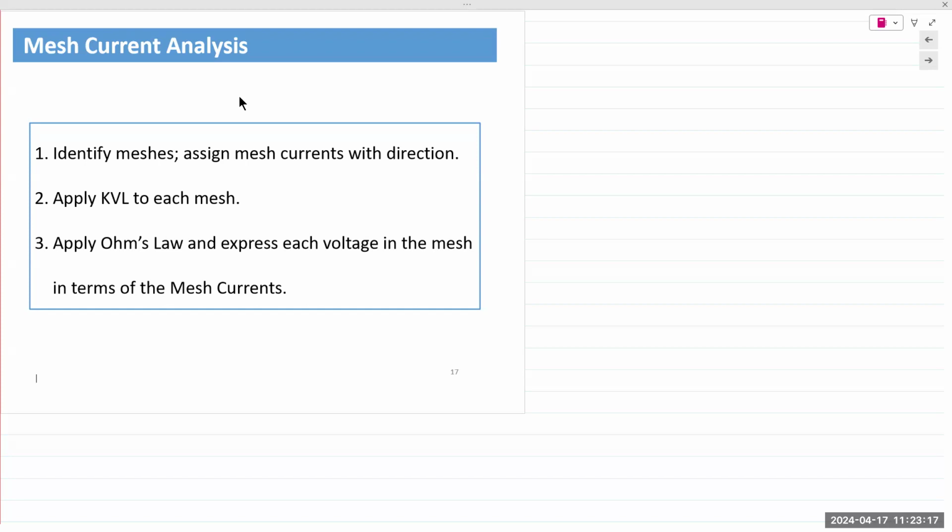If it's a shared branch, then I would say stick with clockwise directions for every single mesh. That way, if you're in mesh 1, you take I1 as positive. If you're in mesh 2, you take I2 as positive. I mean, I1 as negative.